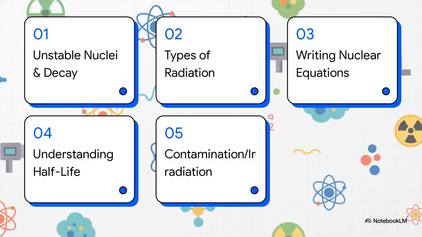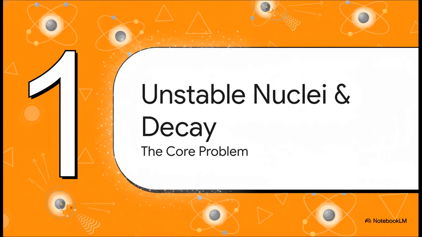So here's our game plan. We'll kick things off with why atomic nuclei are unstable in the first place. Then we'll check out the different types of radiation they spit out. After that, we'll get into how to write the nuclear equations for all this, get a really solid grip on what half-life actually is, and finally, we'll clear up that classic confusion between contamination and irradiation. Let's jump in.